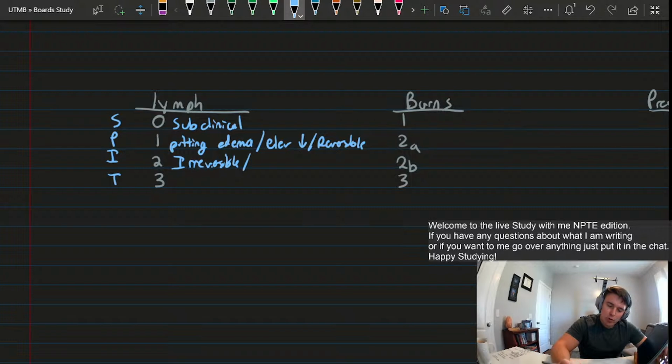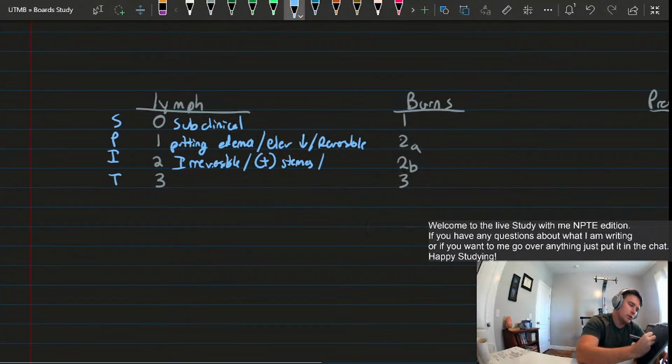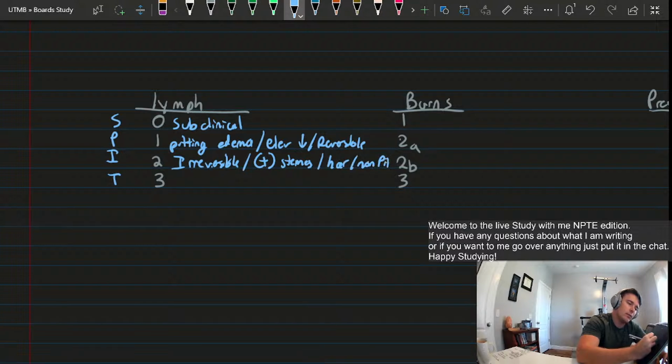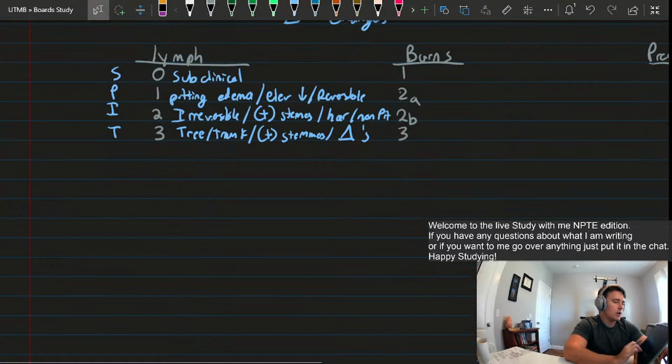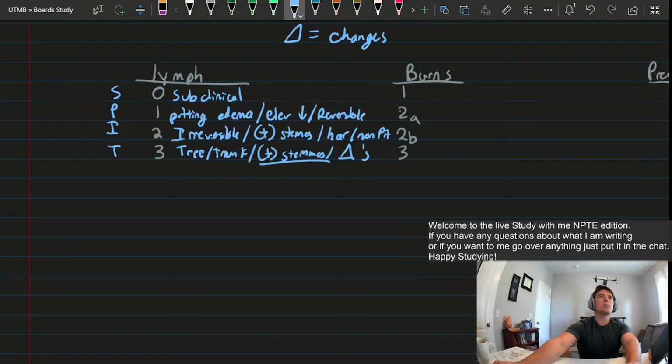Or there's a positive Stemmer sign, or it's hard, which means non-pitting. Okay, I'm going to have skin changes, so I do a delta. Delta equals changes, if you remember from physics. So I don't remember what a Stemmer sign is.